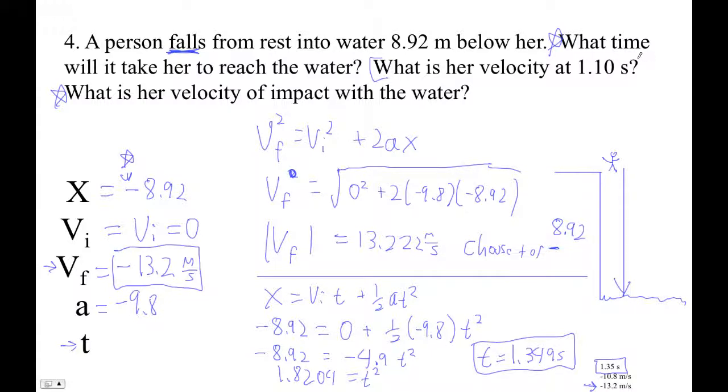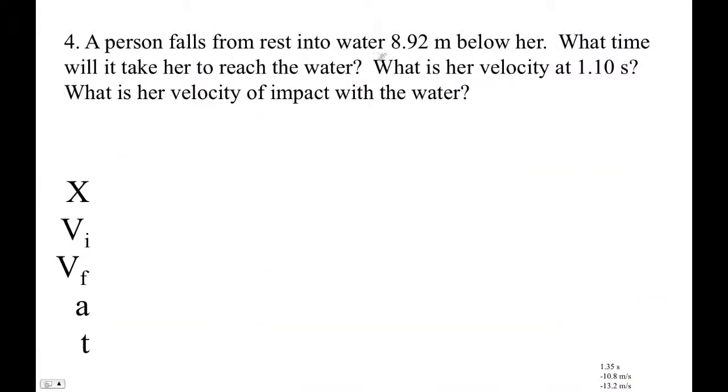Now I'm going to solve this last one here. So I'm about to hit erase. Everything's going to go away. And now let's do this guy. So 1.10 seconds. Our initial velocity is still 0. This is still negative 9.8, and our time is 1.10 seconds. Now, it hits the water at 1.35 seconds, so at 1.10 seconds, I think it's going to be more than halfway down. But let's figure out our final velocity. It's not going to be going as fast as 13.2.